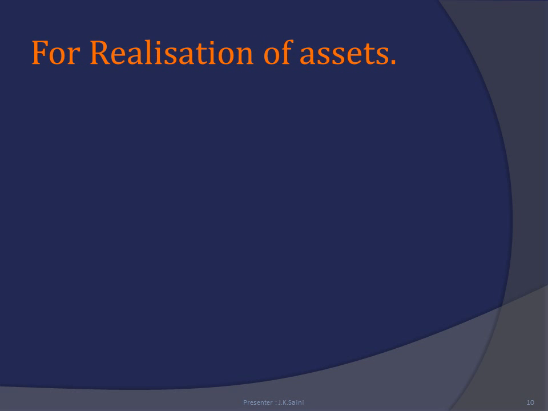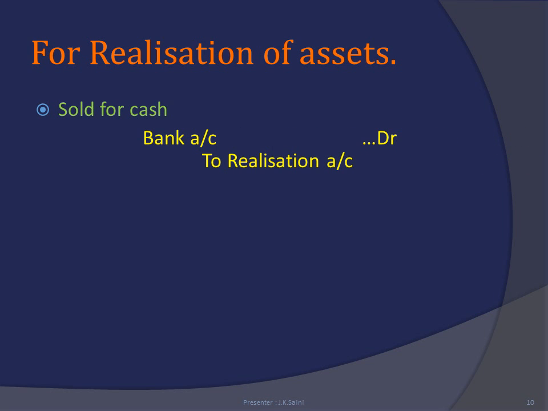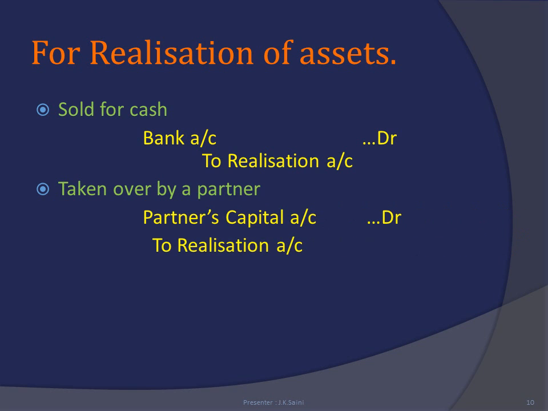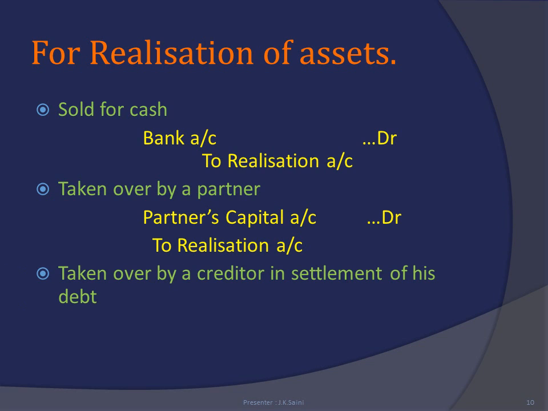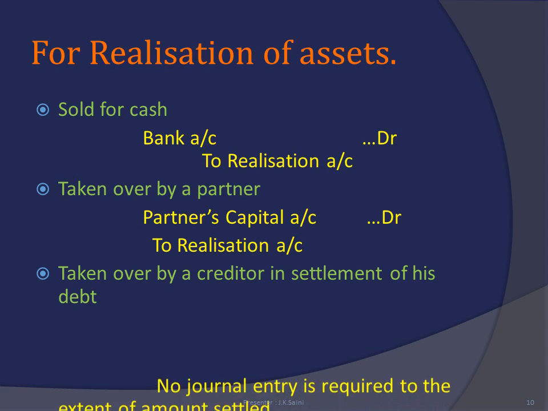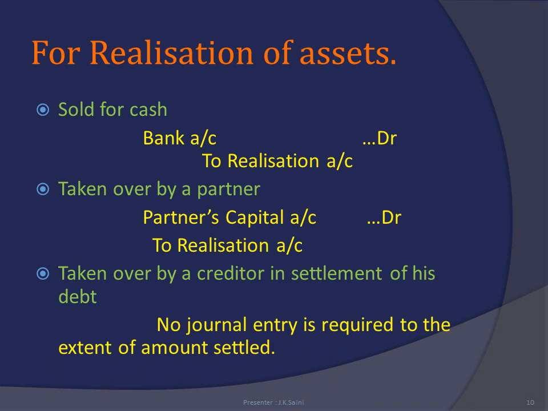Now, disposal of assets. Assets sold for cash: bank account debit to realization account. If taken over by a partner: partner's capital account debit to realization account. If taken over by a creditor in settlement of his debt, now this is a cross entry. Liabilities are already closed, assets are closed, and if an asset is taken over by a creditor, there is no entry in the books of accounts.